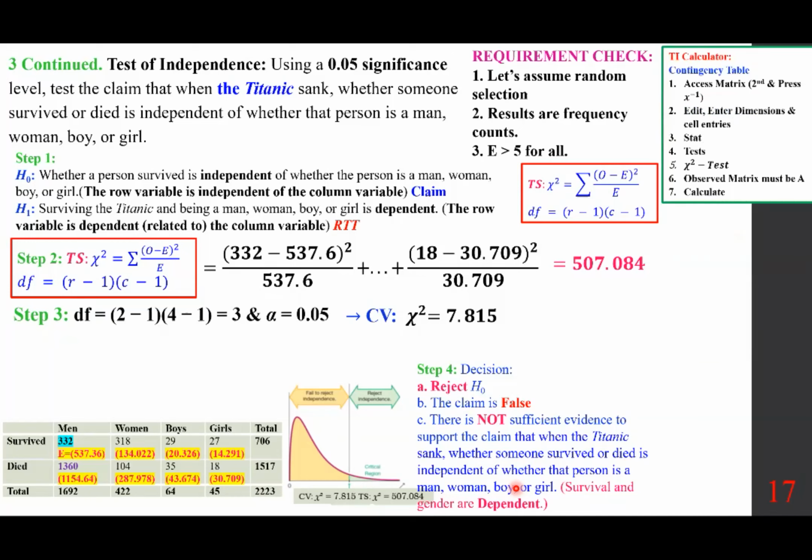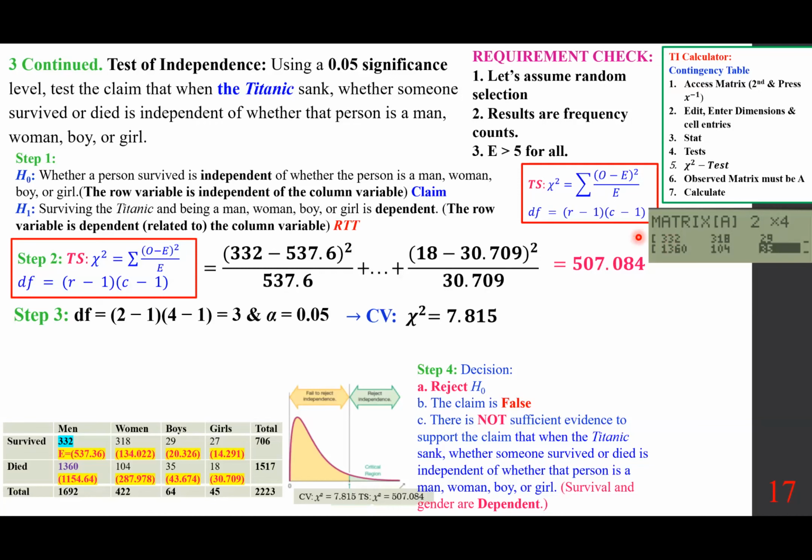Needless to say, this is basically done by technology. So first you access the matrix. If you go with TI, it's the second, and x to the power of negative 1, the inverse, and you edit. So matrix A, the number of rows first is 2, the number of columns is 4, and you put the numbers 332, 318, 29, there's no room to show the next one. This one is 1,360, the next one is 104, the next one is 35, and there's not enough room. So this is matrix A.